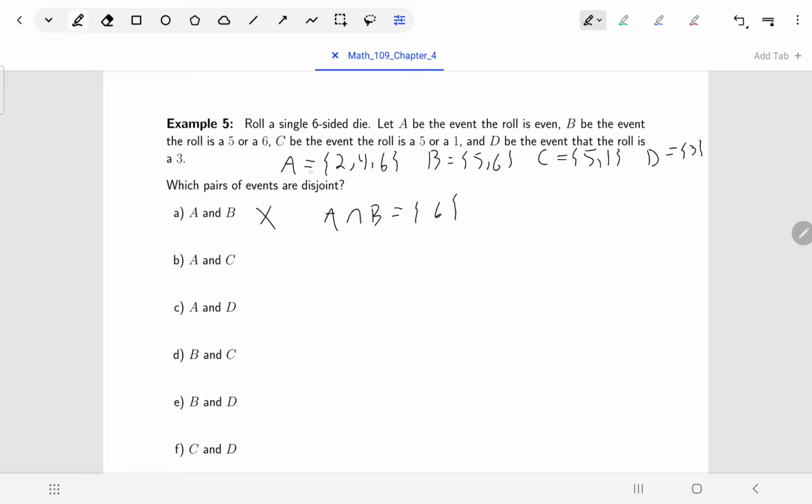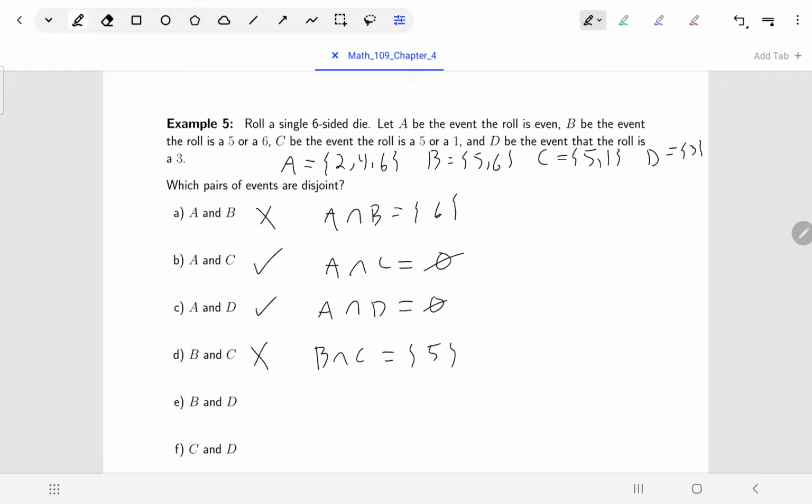A and C, are they disjoint? A has a 2, 4, and a 6, and C has a 5 and a 1. I will say yes to that, and that's because A intersect C is the empty event, nothing inside of it. A and D, 2, 4, 6, 3. Yep, there's nothing in common between A and D, so that's another empty event. B and C both contain a 5. So B intersect C is not empty. So sorry, they are not disjoint.